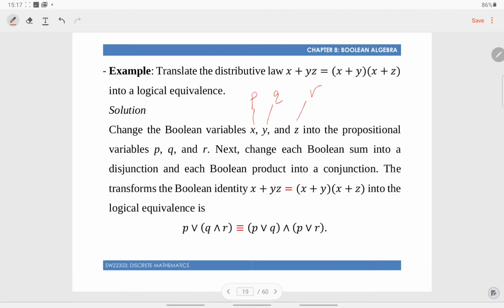Alright. Next, change each Boolean sum into disjunction, and each Boolean product into conjunction. This transforms the given Boolean identity into the logical equivalence after we do all the changes, so we can come up with this expression. Don't forget to change from equation to equivalence notation. All right, so that's the complete answer for this example.